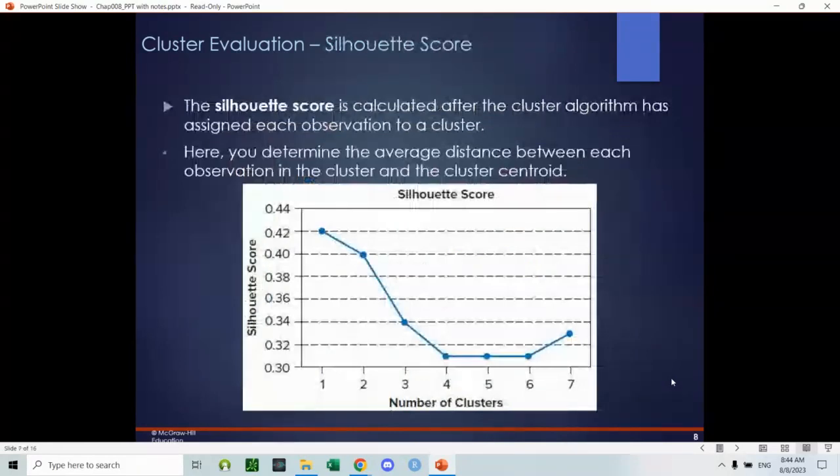The silhouette score can also be used for cluster evaluation. It is calculated after the cluster algorithm has assigned each observation to a cluster to determine the average distance between each observation in the cluster and the cluster centroid. Typical silhouette score ranges from 1 to -1.